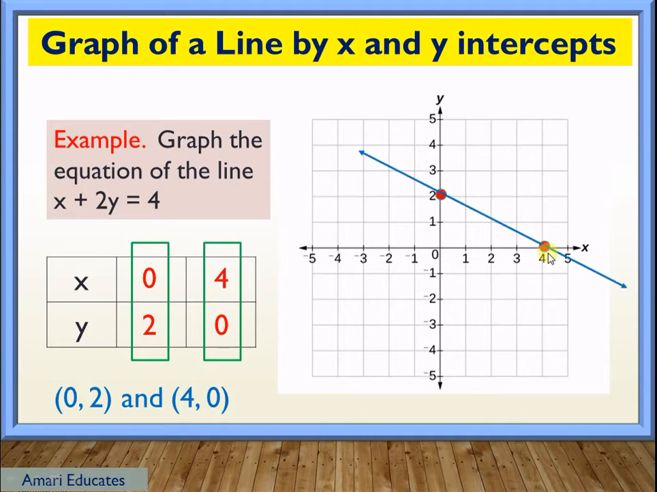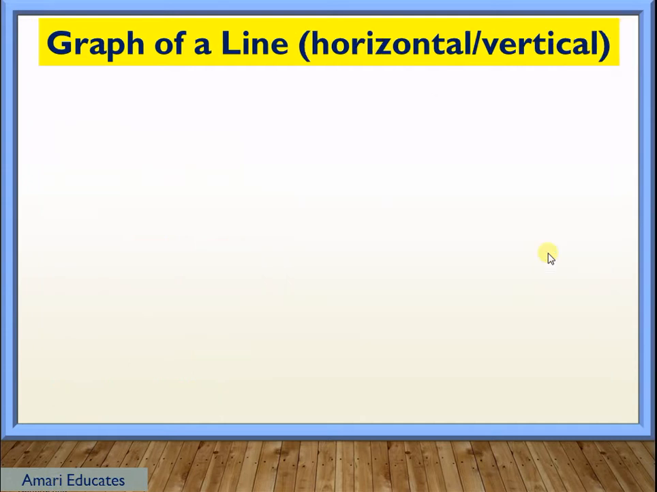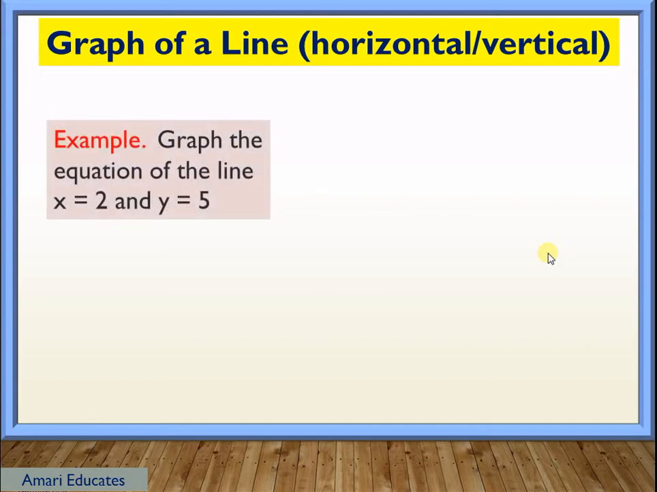Okay? Let's have another method. Graph of a line. It could be horizontal or vertical. So how can we have a horizontal or vertical line? Take a look at the given. Graph the equation of the line. x is equal to 2 and y is equal to 5. So these are two lines. x is equal to 2 and y is equal to 5.